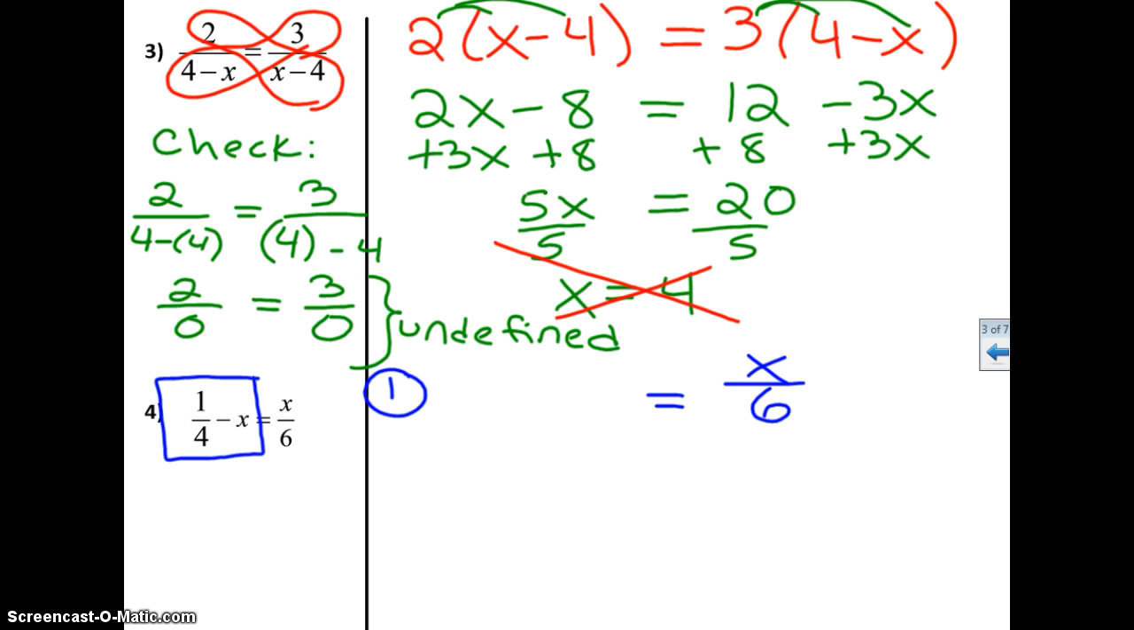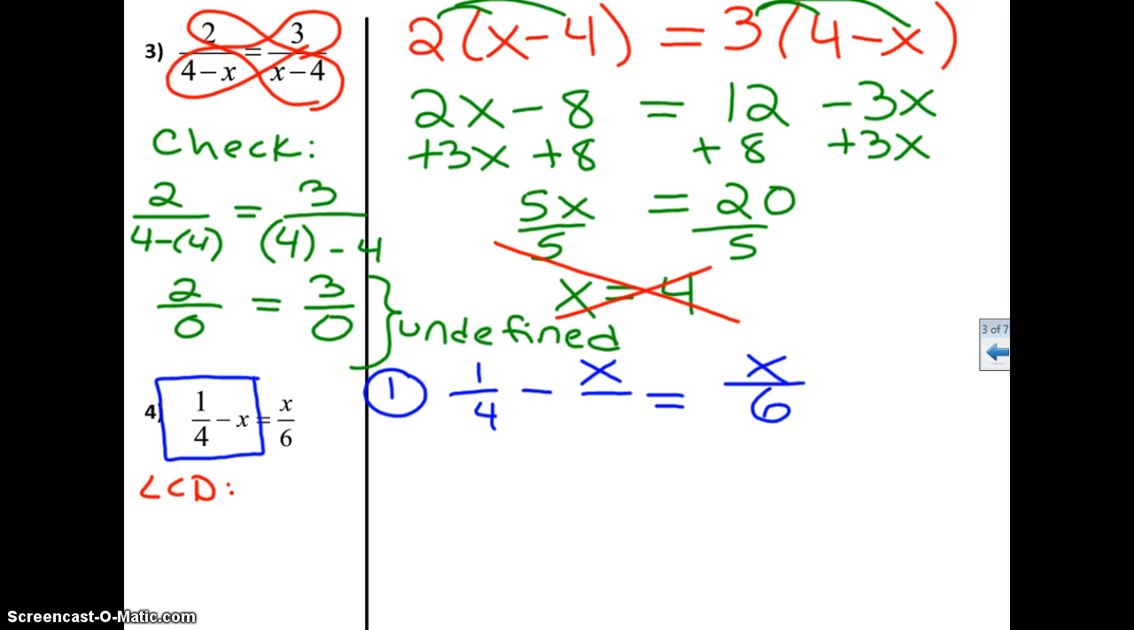That can stay there. We don't need to do anything with the right-hand side. However, with the left-hand side, I need to find a common denominator. Right now I have 1 over 4 minus x, but x doesn't have a denominator right now, so I can't really add 1/4 and negative x together. That won't work. So this is where we've been talking about our LCD, our least common denominator.